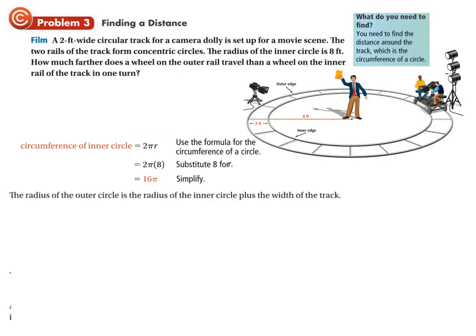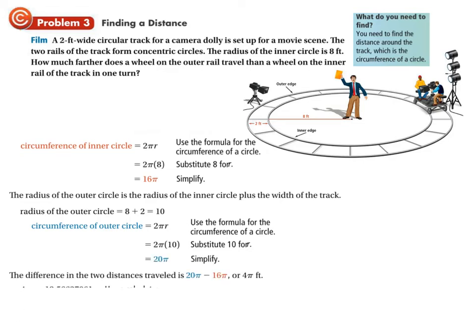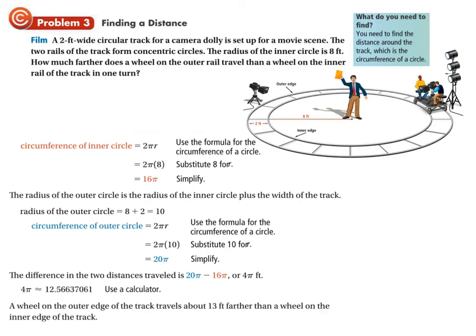Okay. Now the radius of the outer circle is the radius of the inner circle plus the width of the track, so that's 10, right? So we use that same formula. Circumference of the outer circle is 2 pi r, but now we're using 10 for the radius. This is 20 pi. Remember, when you subtract, the difference between the two distances is 20 pi minus 16 pi, or 4 pi feet. And if you type it into your calculator, you find out that the wheel on the outer edge of the track travels about 13 feet, if you round it to the nearest foot, farther than the wheel on the inner edge of the track, yeah?